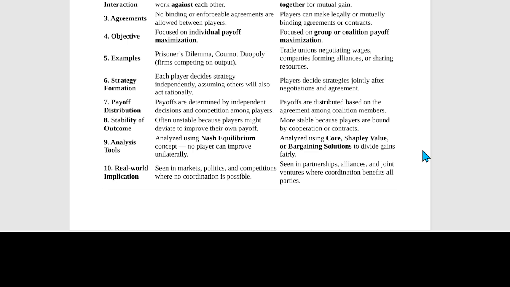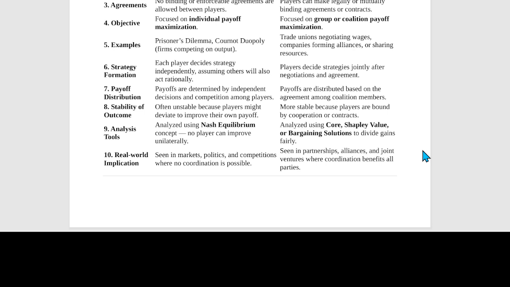Then what is the real world implication? It is seen in markets, politics, right? Seen in scenarios where nobody wants to coordinate, elections हो गया, business fights हो गया, sports हो गया. But real world implications of cooperative games will be seen in teamwork, partnerships, alliances, where everybody benefits.